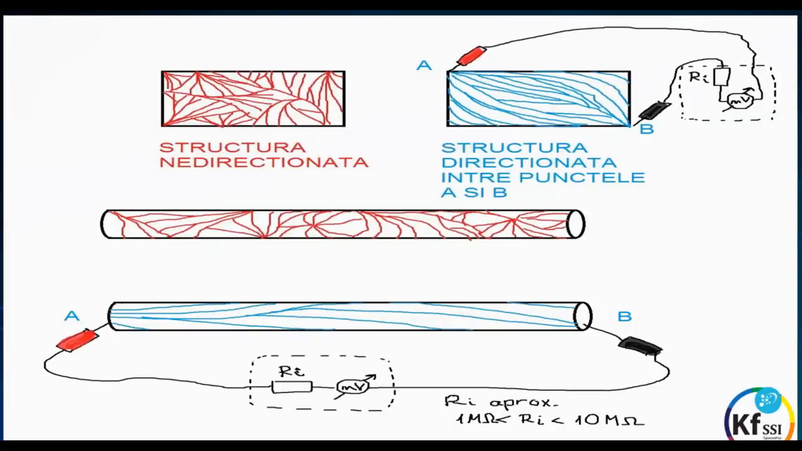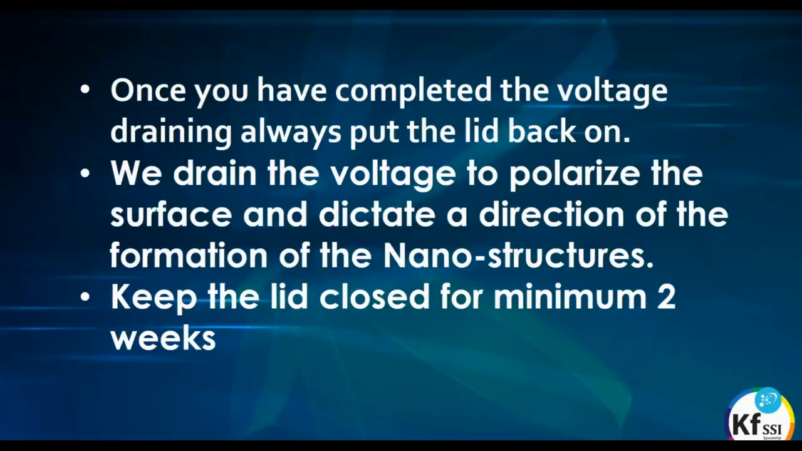Okay, so once you've completed your draining, always put the lid back on. Never leave your lid open. And so we drain the voltage to polarize the surface and dictate the direction of formation of your nanostructures. And so you can do this, as Sandor has shown, in different positions, or you keep your one position where you're putting your electrodes all the time. And then you keep your lid closed for a minimum of 2 weeks.